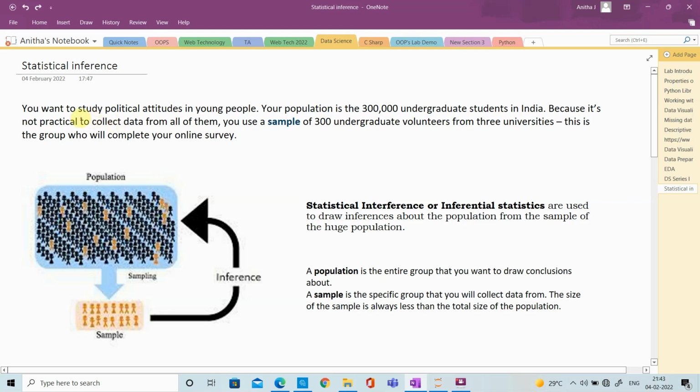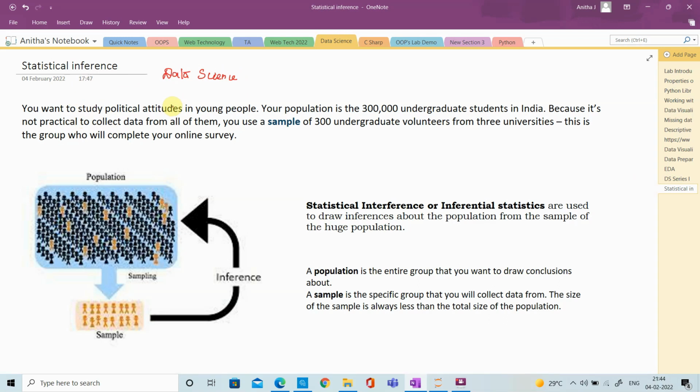Hi friends, in this video we are going to see the statistical inference used in data science. Before knowing statistical inference, why do we need it? Say you want to do a study on political attitudes of young people. In India you may have some 3 lakh undergraduate students. To do the survey, you cannot go to individual students to get their opinion. It is not practical to collect the data from all of them.